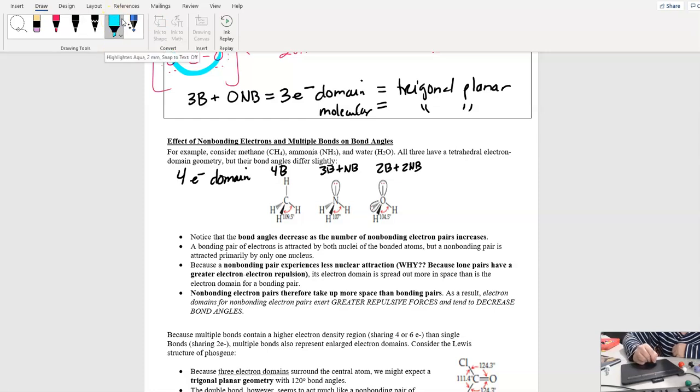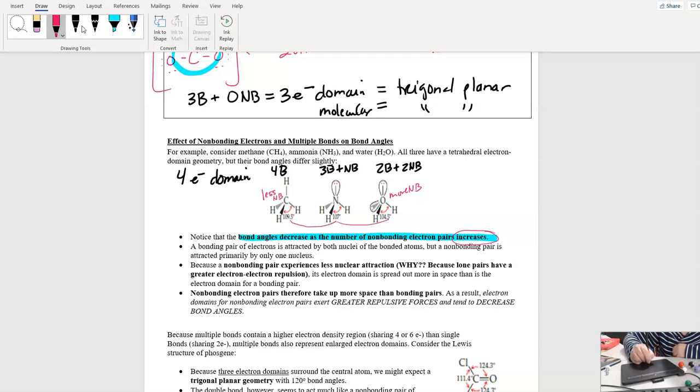So some key things also in here, there's bolded regions. Bond angles decrease as the number of non-bonding pairs increase. And that should make sense to you, because that's what the picture is showing you. Bond angles decrease from here to here to here because your lone pairs are increasing. So when you have more non-bonding pairs, your angles will start to decrease.